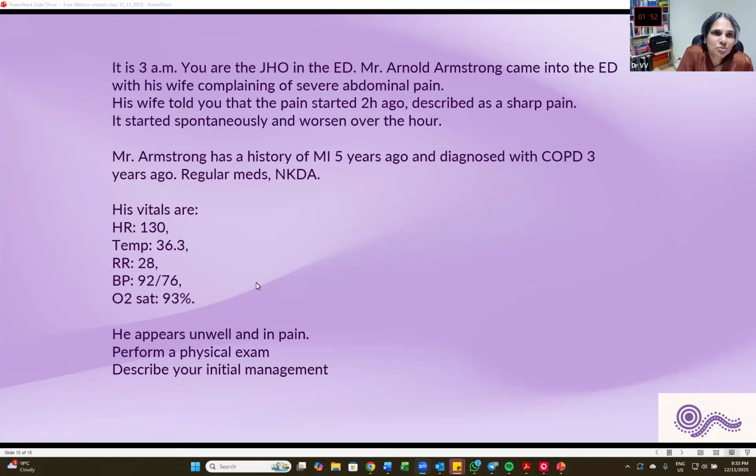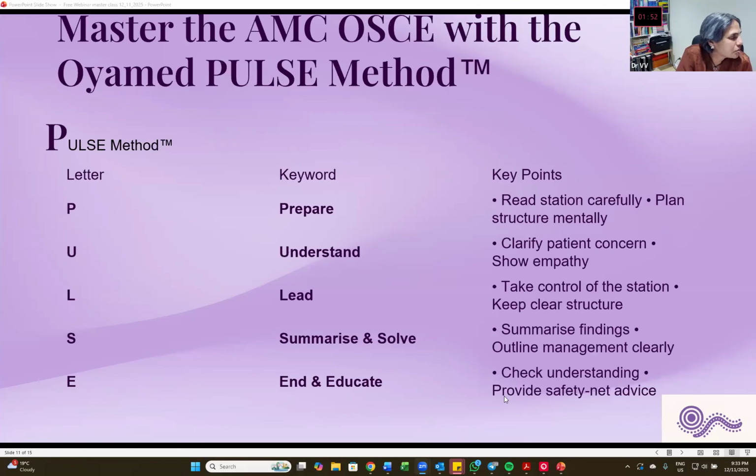All right. So this is one of our classic OSCE cases for my med students, and I'll show you how we approach it. This is my method. I usually tell people to follow something called the PULSE method. So you prepare. You read the station very carefully.